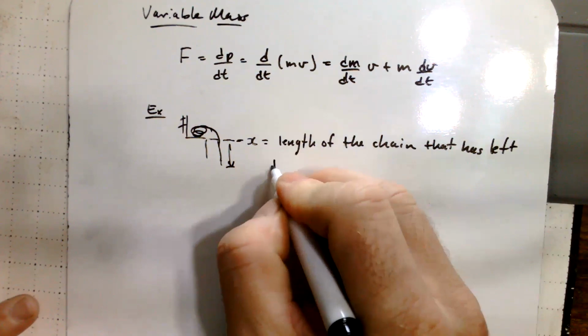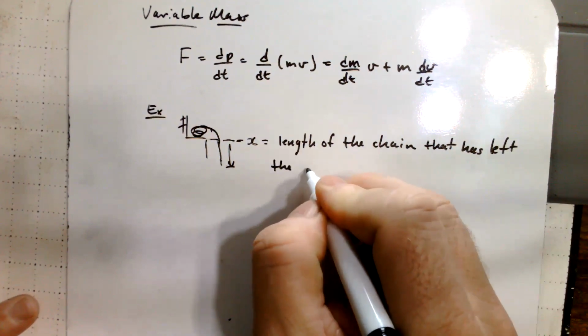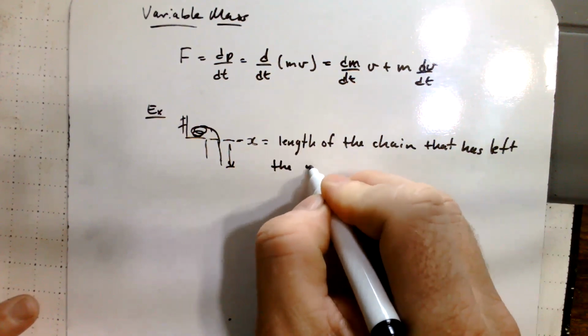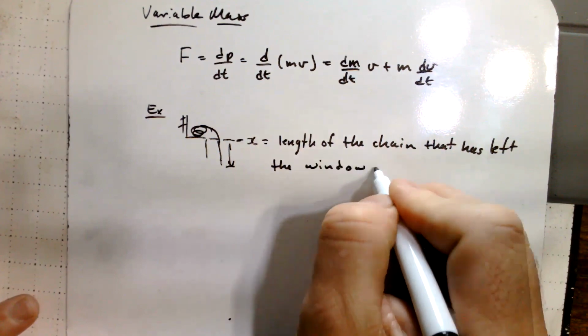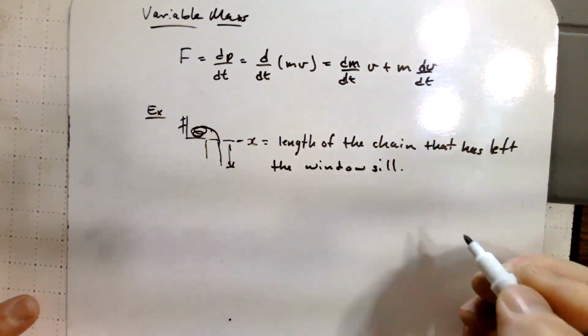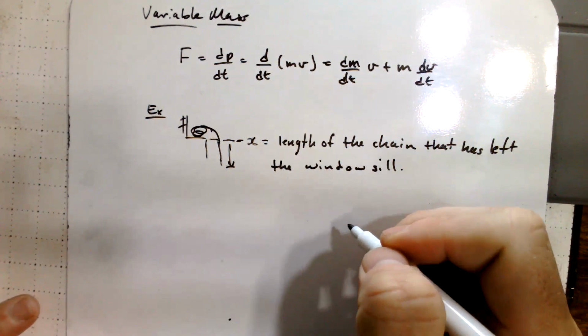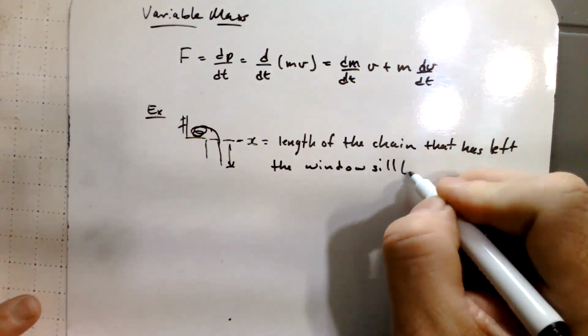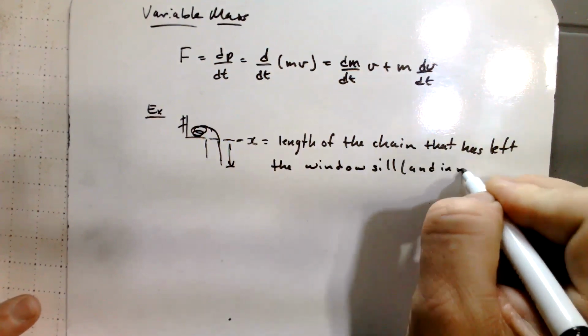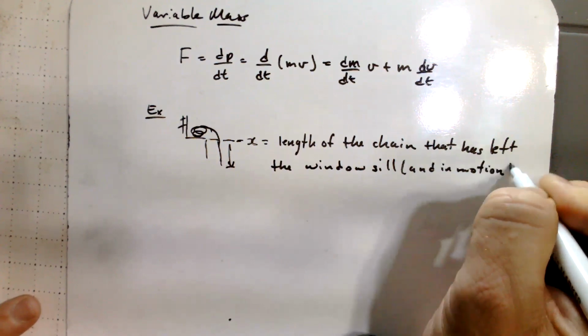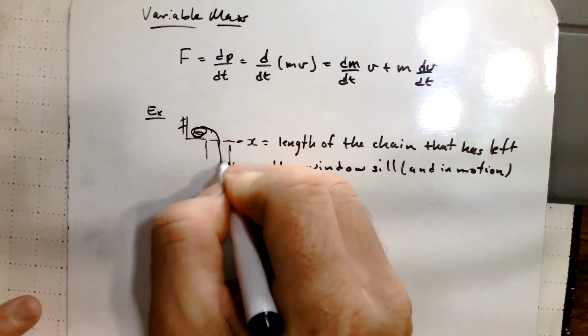It's left the windowsill. Okay, it's the length of that chain. I guess I should also say that it's in motion. Okay, so it's the bit that's moving. So it's this bit right here. It's this bit that's moving.